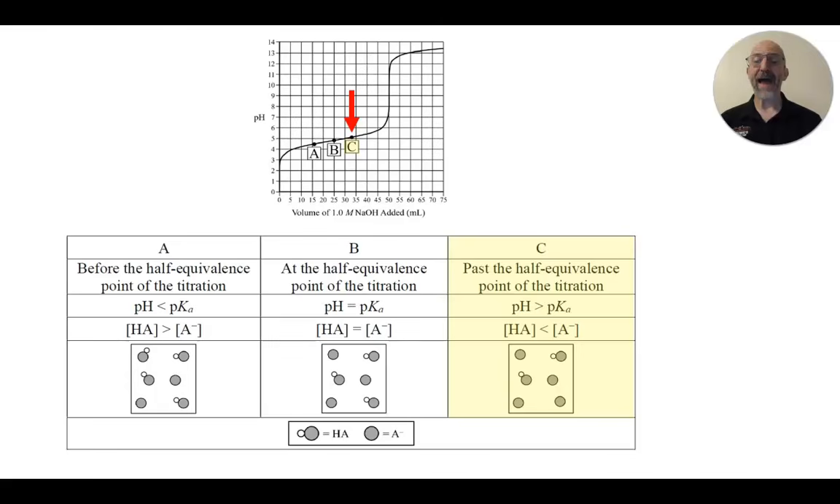And if you get past the half equivalence point in the titration, now the pH is greater than the pKa, so now the number of molecules of HA is less than the number of ions of the conjugate base, A-.